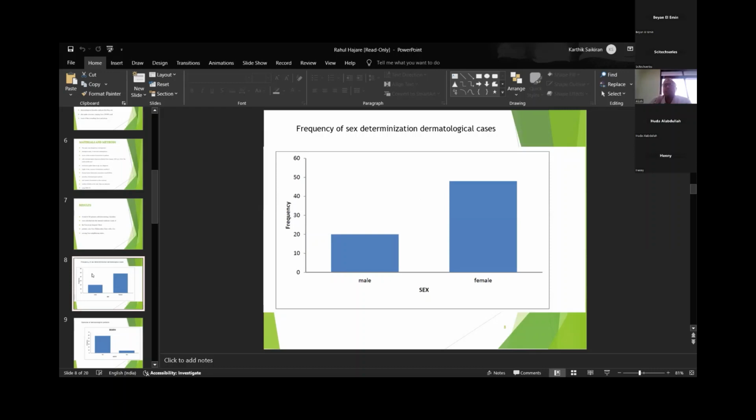In the graphical representation of the frequency of sex distribution of dermatological cases, the number of females is greater than males. So there are more female patients in this study. I have explained the graphical representation here.